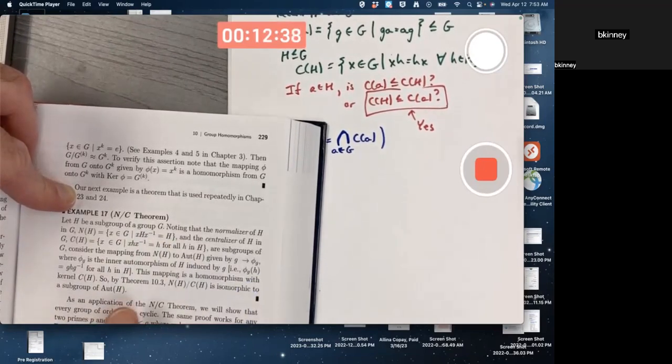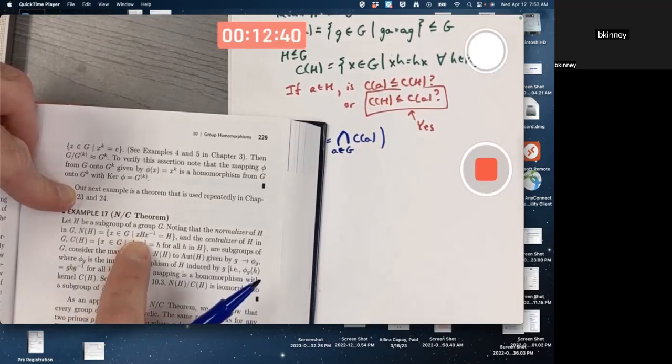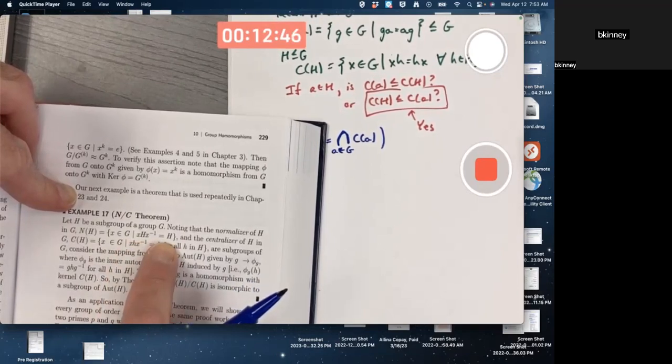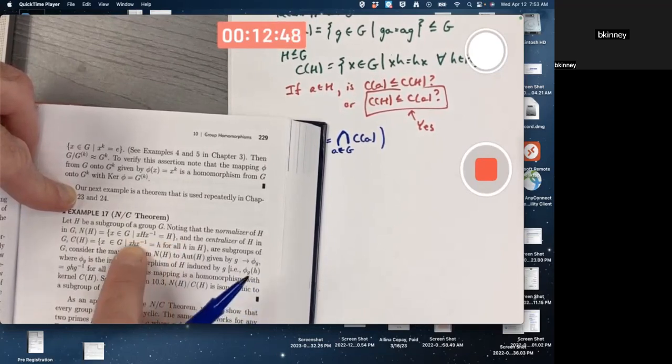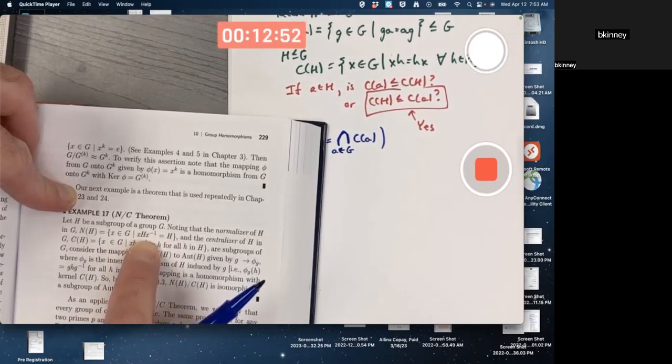In particular, think about it. If X is in H to begin with, then this is going to be true. If X is an element of H, right? Because take an element of H times an element of H times X inverse, where X is an element of H, it's still going to be an element of H. H is a subgroup, it's closed.